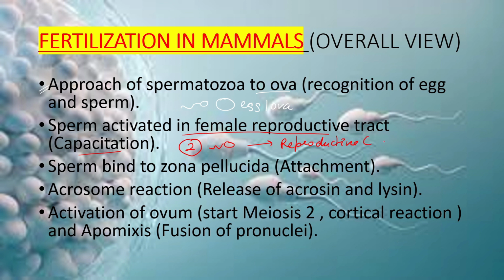tract, they are kind of inactive. That is, their tail isn't moving. But as they reach the reproductive tract, there are certain events which occur which allow them to activate, and this process of activation is known as capacitation. Sperm bind to zona pellucida, that is attachment. So zona pellucida is present in the ova and the sperm attach to that zona pellucida layer.